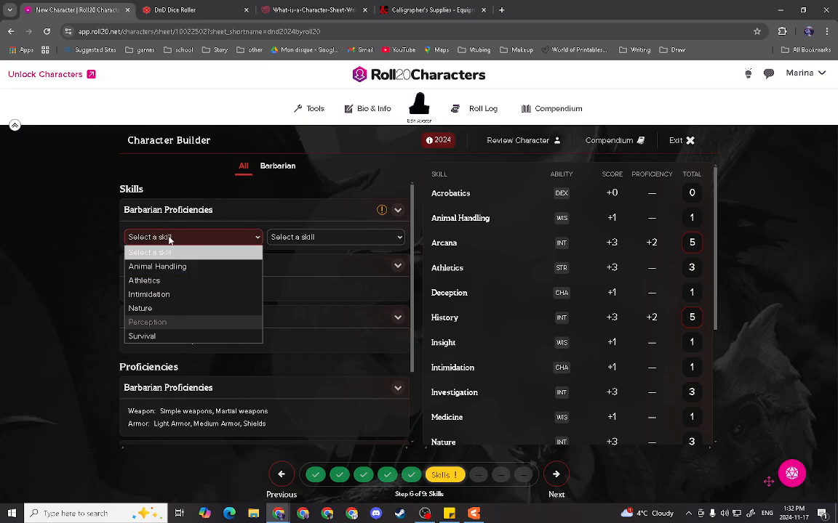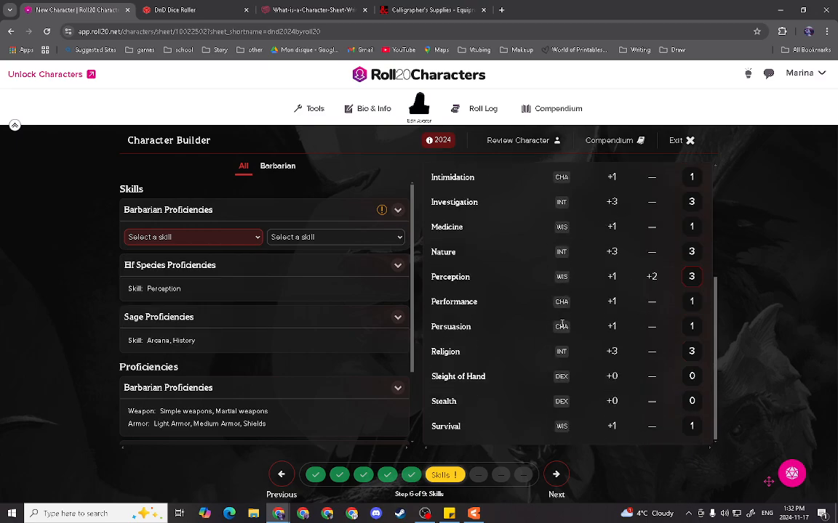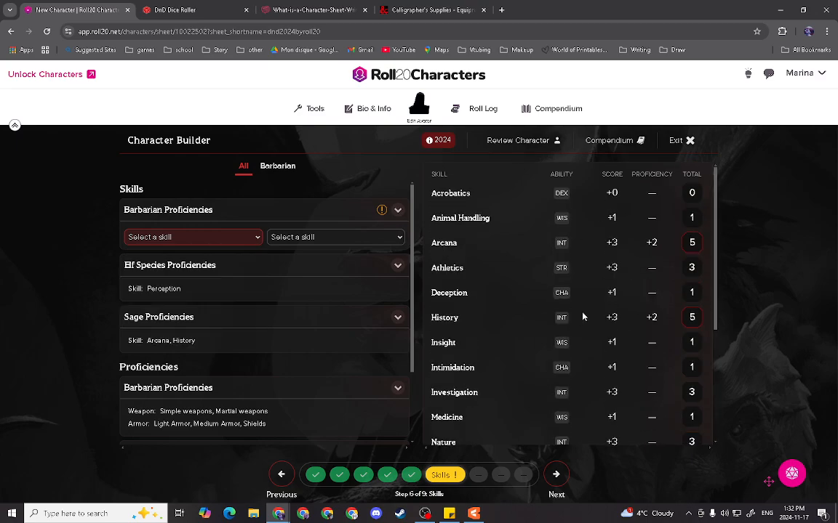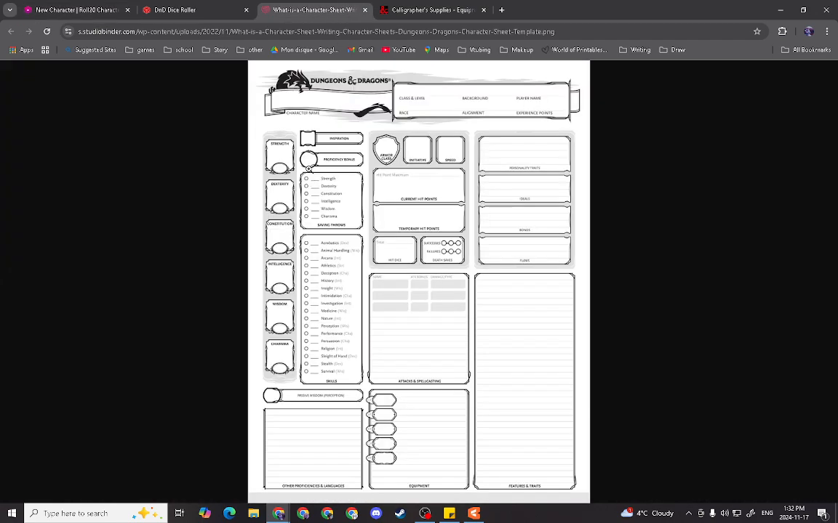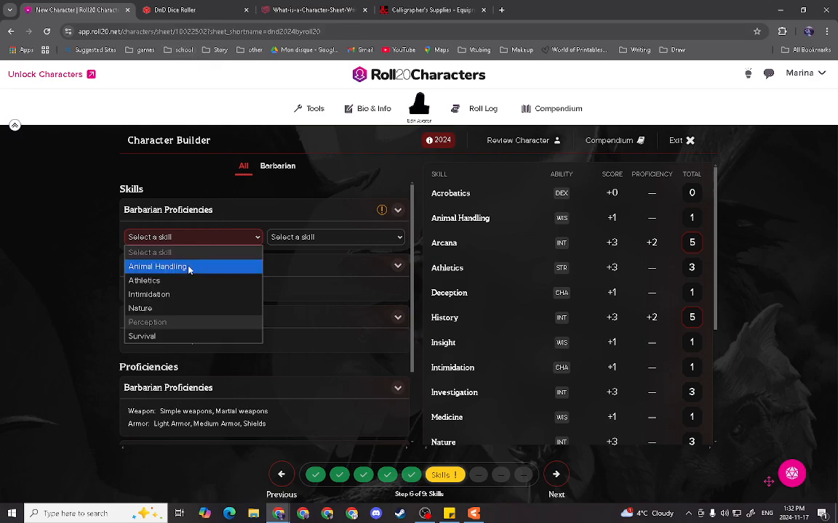Now, here are your proficiencies. These are things you're good at in these skills. So it gives you a bonus in the skills. Okay. So as a reminder, these are your base stats and these are your skills. You can choose between animal handling, athletics, intimidation, nature, perception, or survival.